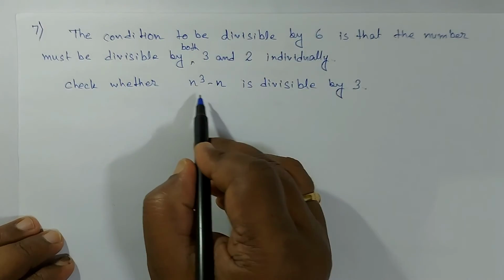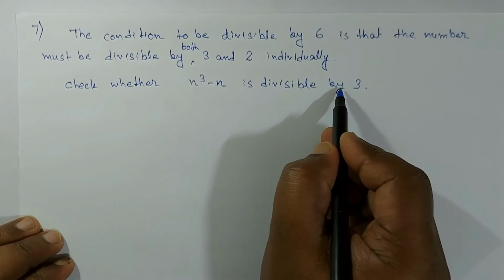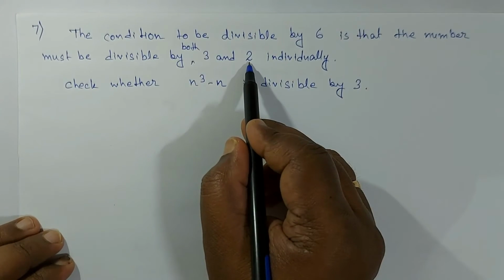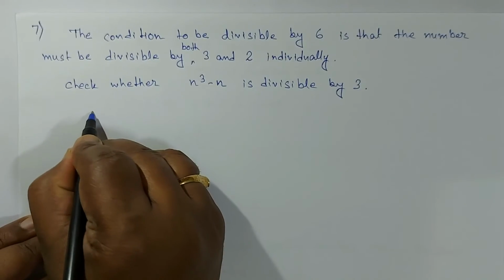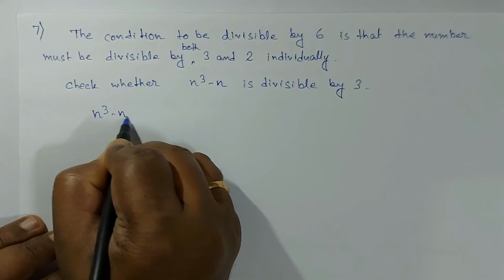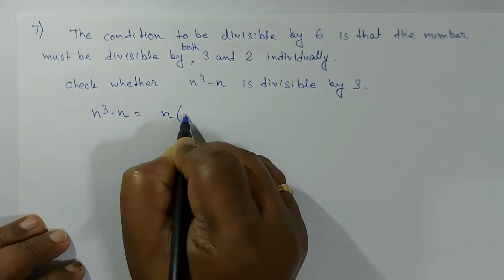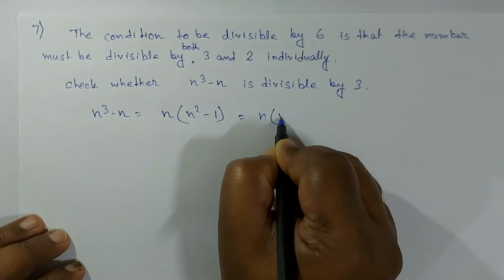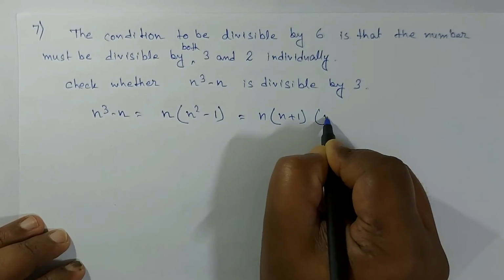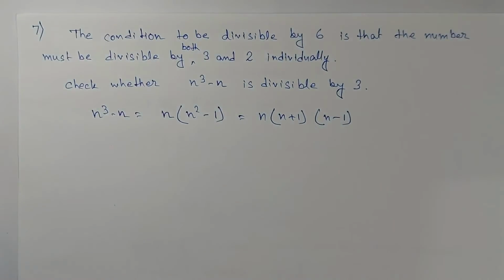Okay, first we will check whether n cube minus n is divisible by 3 or not. Then we will check whether n cube minus n is divisible by 2 or not. So let's factorize n cube minus n. If you take n common, it will be n into n square minus 1. Then it will be n into n plus 1 into n minus 1. Okay.